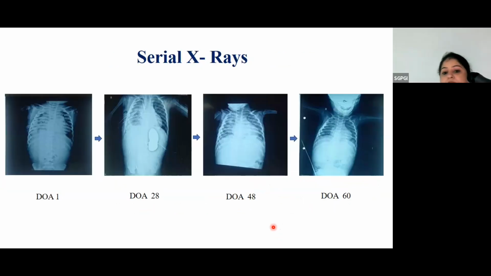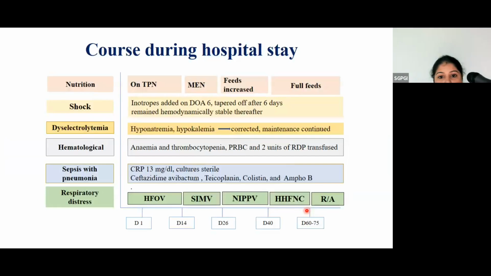These are the serial X-rays of the baby. Initially we can see that there was right-sided pleural effusion, consolidation, and bilateral infiltrates. But gradually during the hospital stay, the X-ray improved, the aeration improved. And on day 60 of admission, the baby had well aerated lung fields. During the hospital stay, for the respiratory part, on day 14, we weaned off the baby from high frequency ventilation to conventional ventilation. And on day 26, we could initiate non-invasive ventilation in this baby. Day 14, the baby was shifted to hyperoxygen therapy and was on room air by day 60.